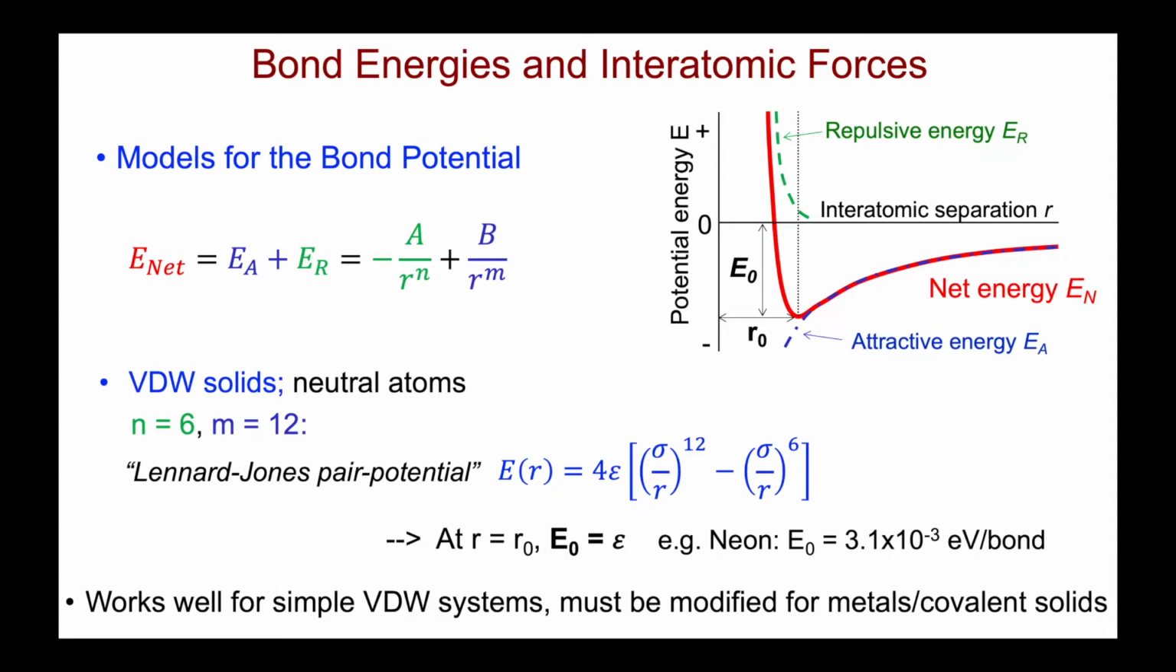This model for the potential works very well for simple van der Waals systems. But for other neutral atom systems, such as in metals or covalent solids, it does not work that well and must be modified. And indeed, some of the modifications are quite complicated, requiring extensive computational calculations.